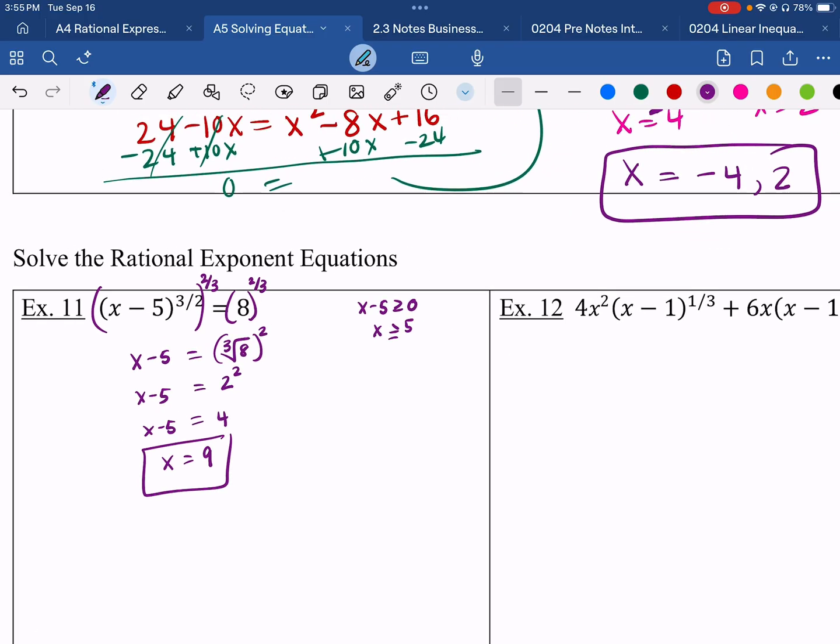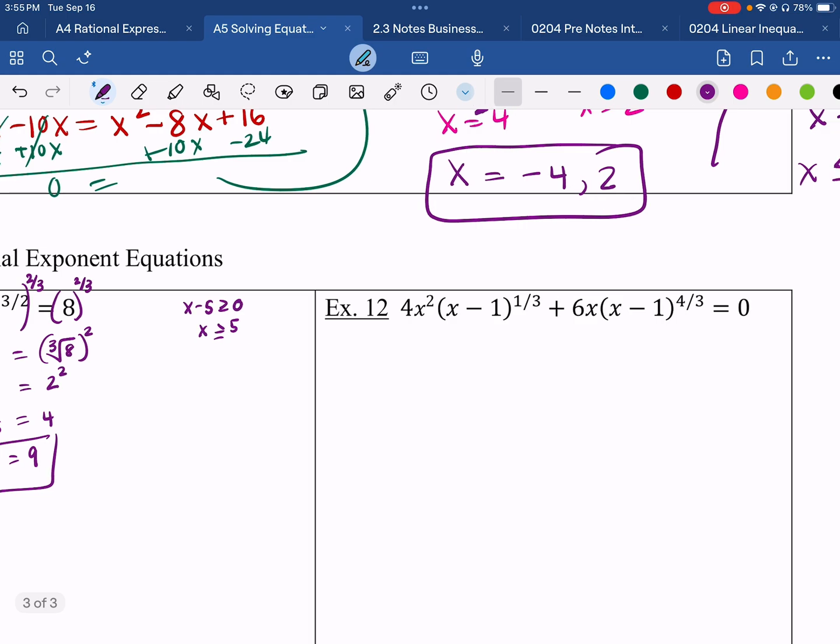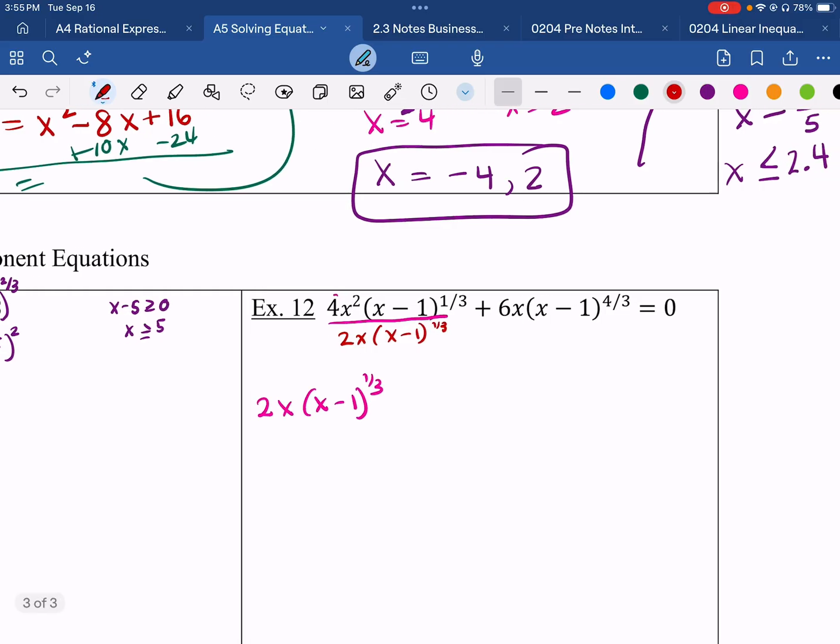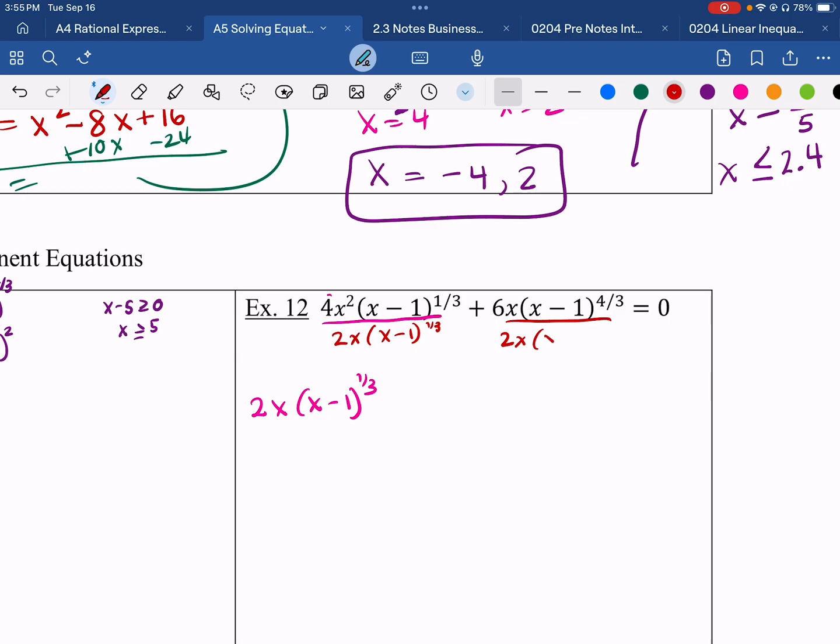All right, another rational one, factoring. The smallest exponent, none of them are negative, is the x minus 1 to the 1/3. Ooh, I also can take out a 2, and I can take out one of the x's. Tricky. So I'm going to take out 2x, x minus 1 to the 1/3. I left myself a little room to write it.